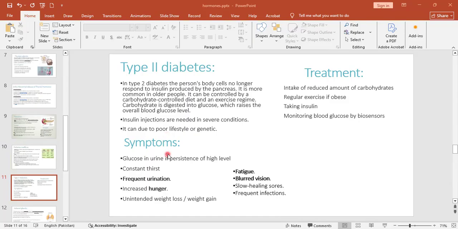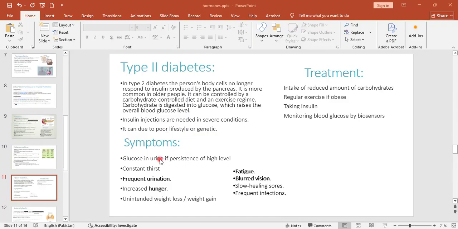What are the symptoms of it? How would you know that a person is suffering from diabetes? You will detect it in urine. Glucose is something which should not come in your urine. A normal healthy person will never release glucose in urine, and if it is persistently coming into the urine, it means the person may be suffering from diabetes and needs diagnosis.